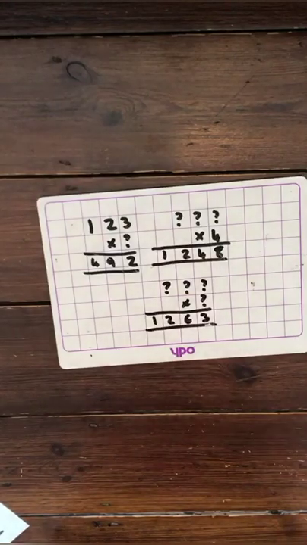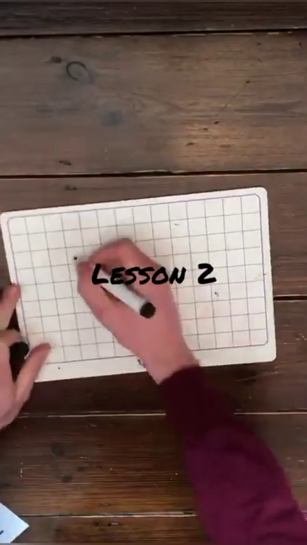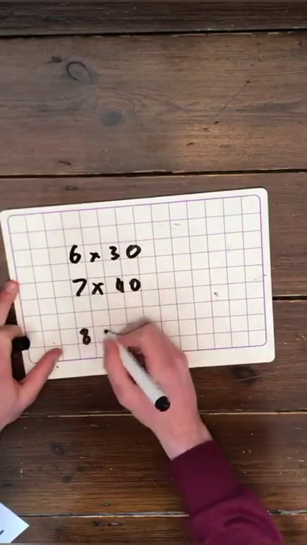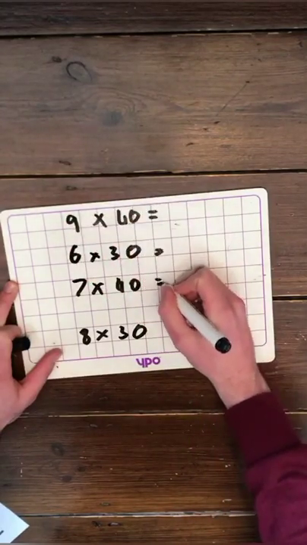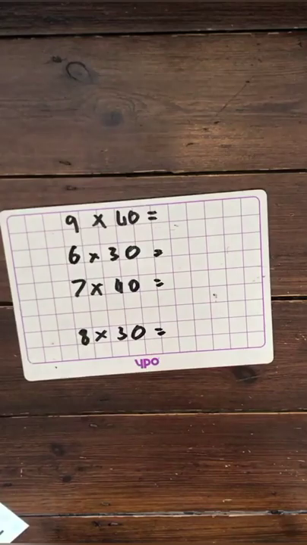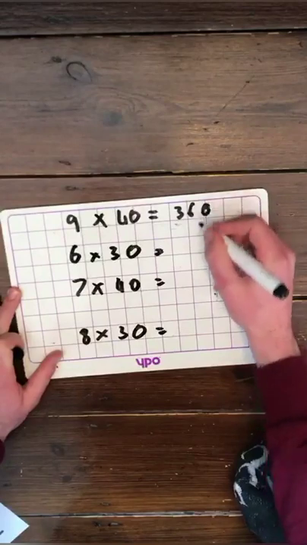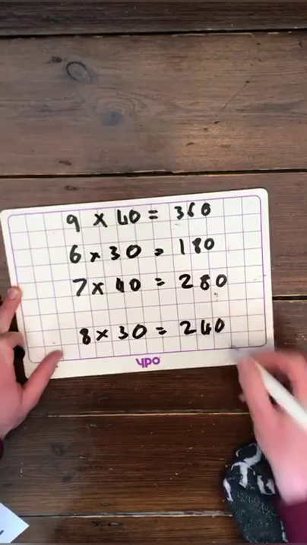Anyway, so moving on to tomorrow, or Tuesday, or if you're looking at this, day 2. So let's do a quick warm-up. 6 times 30, this should all be in your heads now. We'll move on from this one for a minute. Okay, fire away. You should have got 360, 180, 280, 240.